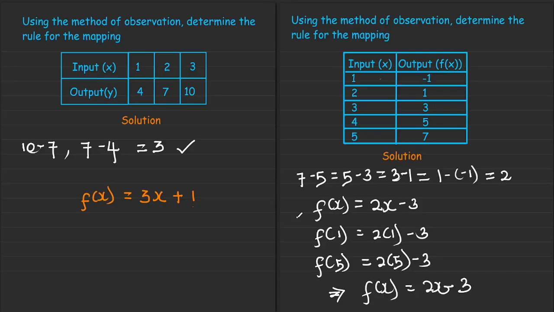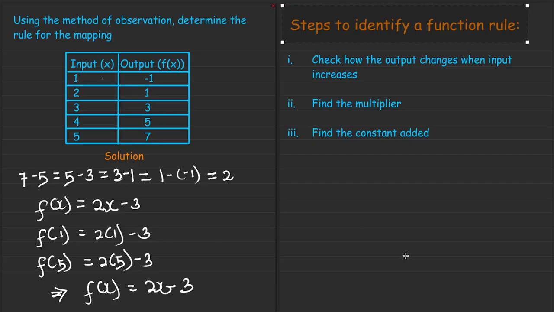So with all this that we have done, we can generalize the steps on how to determine the rule of a mapping using the method of observation. And that will be very, very important in the exercises I'm about to give. So with respect to all that we have done, we would say to identify the function rule, first of all, check how the output changes when the input increases.